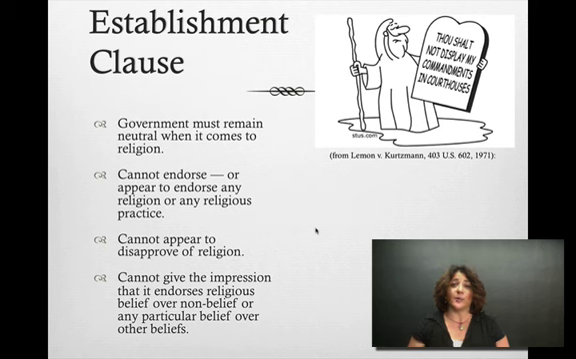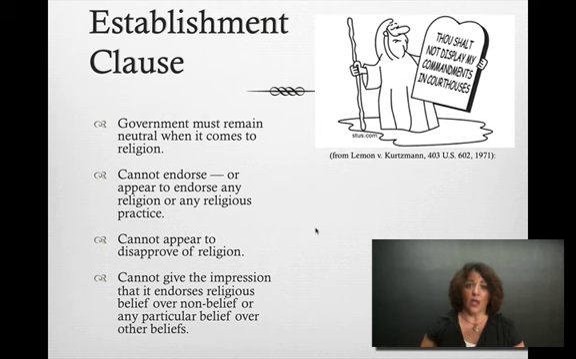Now, there are 2 key aspects of the freedom of religion. One is the Establishment Clause, which means the government has to remain neutral about religion, and it can't establish its own. It can't endorse any specific religion. We can't appear to approve or disapprove of any religion. And think about how this is coming into play with some of our more recent discussions about religion as it exists in our society, and we'll certainly be talking about that.